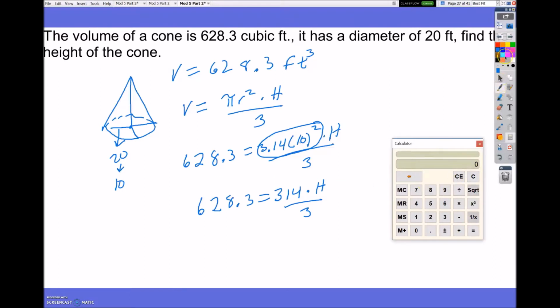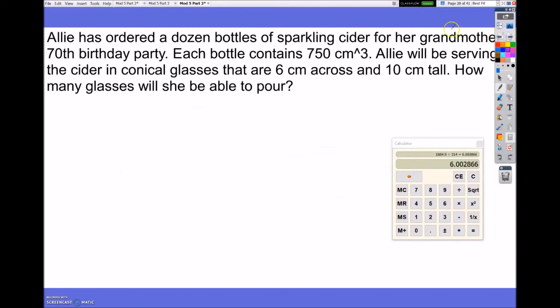Now that I have that, I'm just going to start by multiplying by 3 on both sides. So 628.3 times 3 gives me 1884.9 equals 314 times h. And then all I'm going to do is divide both sides by 314, and that'll give me 6.00. So basically about 6 is my height. All right, so let's go and look at one more.